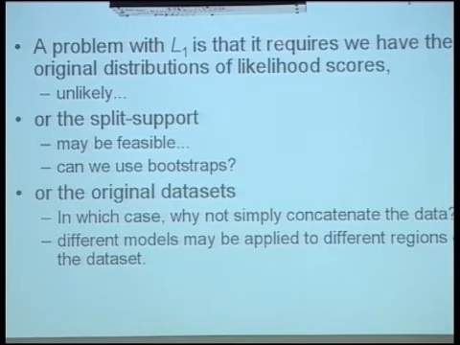Well, first of all, are we going to have the distributions of the likelihood scores for each subset? Not likely. Are we going to have the split support? Possibly. Maybe we're going to have bootstrap values? Possibly. Are we going to have the original data sets for those subsets on which we're building our supertree? Well, if we do, you can reasonably ask the question, why not simply concatenate the data to build one big tree? And that's a fair enough question.